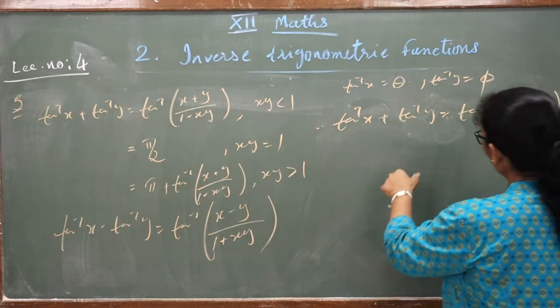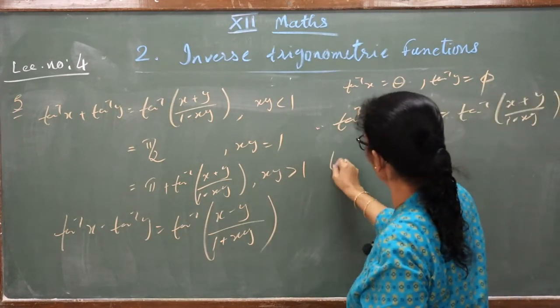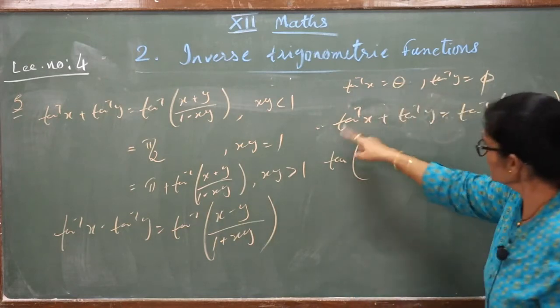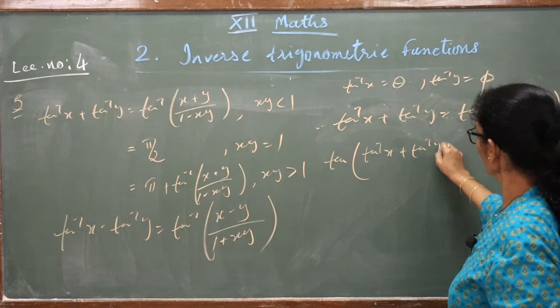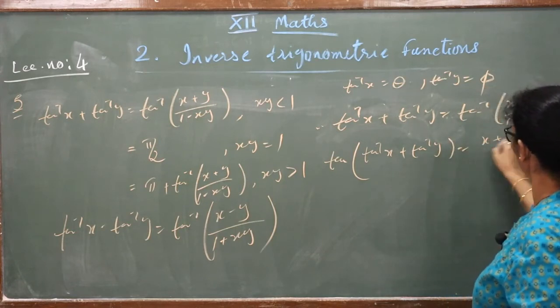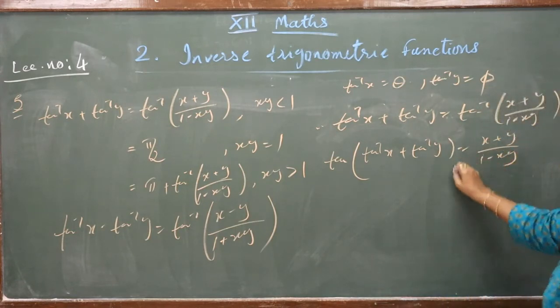Okay, now what will we do? We are shifting this tan to this side. So tan inverse is shifted here, so it will be tan. This way we can write x plus y upon 1 minus xy.